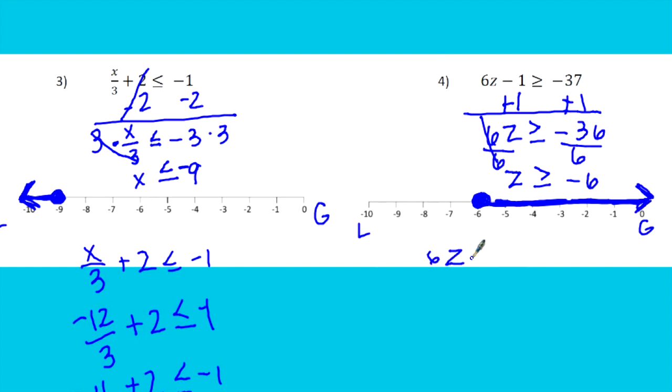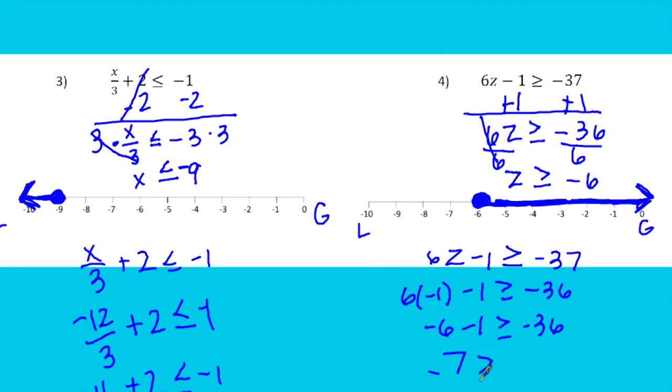So our original equation was 6z minus 1 is greater than or equal to negative 37. And a number that we shaded in was negative 1 here. So let's do 6 times negative 1 minus 1 should be greater than or equal to negative 37. 6 times negative 1 is negative 6, minus 1 is going to get us negative 7. And negative 7 is greater than negative 36. It does fall to the right of negative 36 if you put them both on a number line, so that number will be bigger. And this is a true inequality graphed correctly.